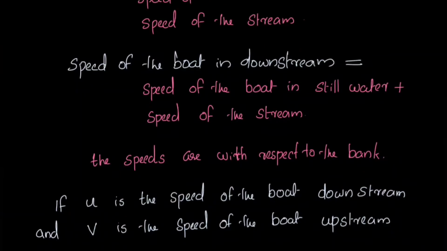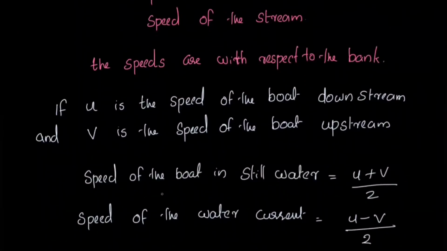If u is the speed of the boat in downstream, downstream means the water speed or the stream speed aids the speed of the boat. If v is the speed in upstream, the speed of the boat is repelled by the stream's flow. Then the speed of the boat in still water is equal to (u plus v) by 2, and the speed of the water current, the speed of the stream, is equal to (u minus v) by 2.